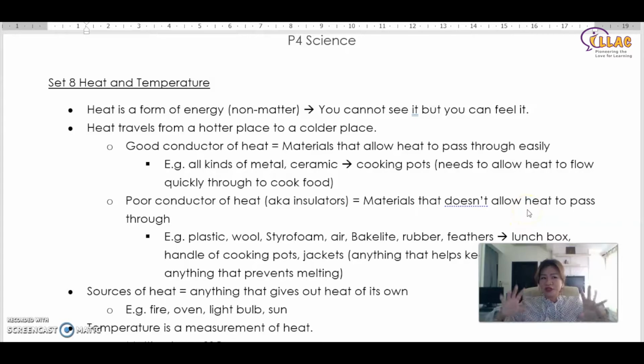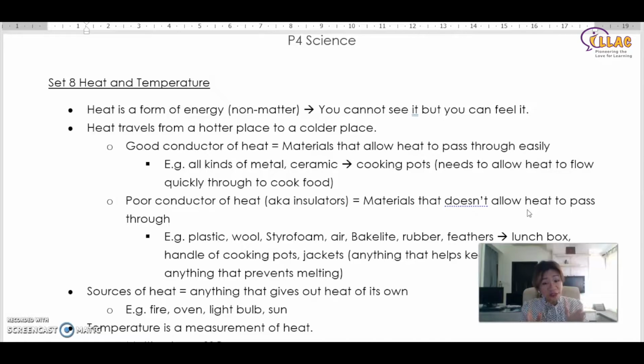So you don't want the heat to pass through. Did I say light? Okay, so heat. If you don't want it to warm up, you don't want the heat from the surrounding to go into the cold water. Therefore, you want a poor conductor of heat to contain the cold water.